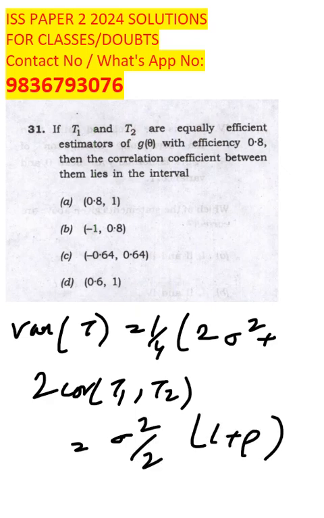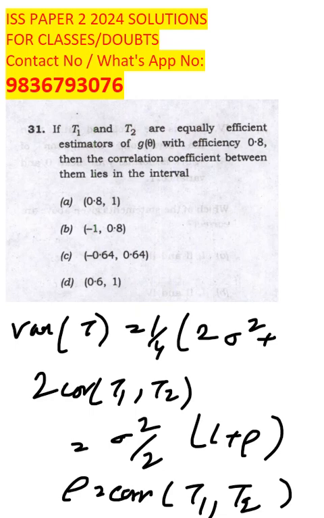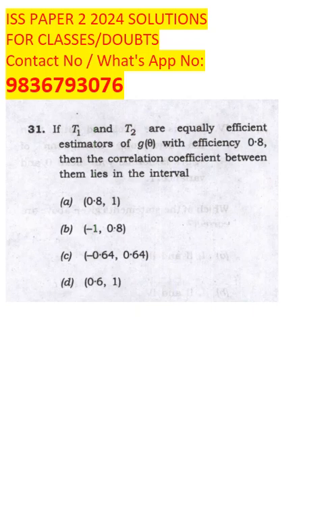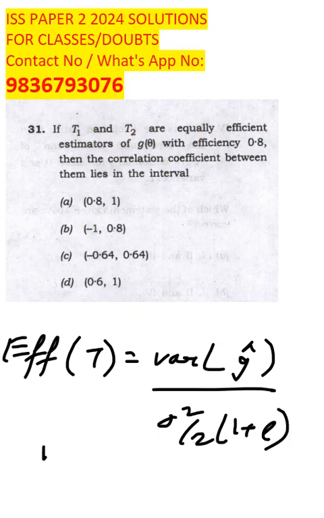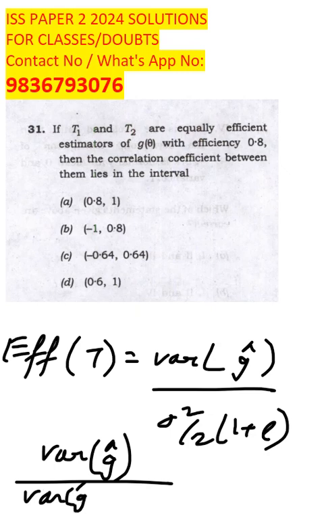Okay, so here what I write, rho is what? Correlation of t1 comma t2. Correct. So here the efficiency of the average estimator will be then, so then it will count as variance of g by variance of t, which we have already found out. So that's this one. Now variance of g by what it will be? Variance of g by 0.8 multiplied by half (1 plus rho).